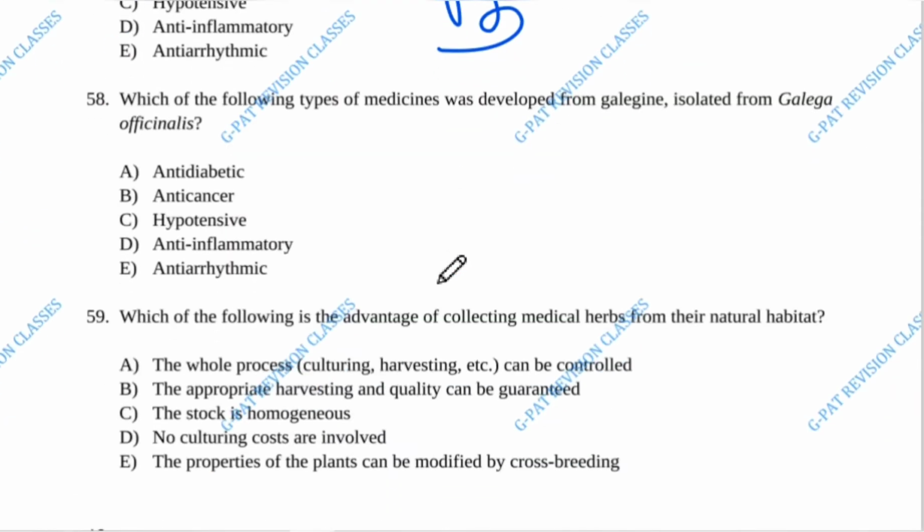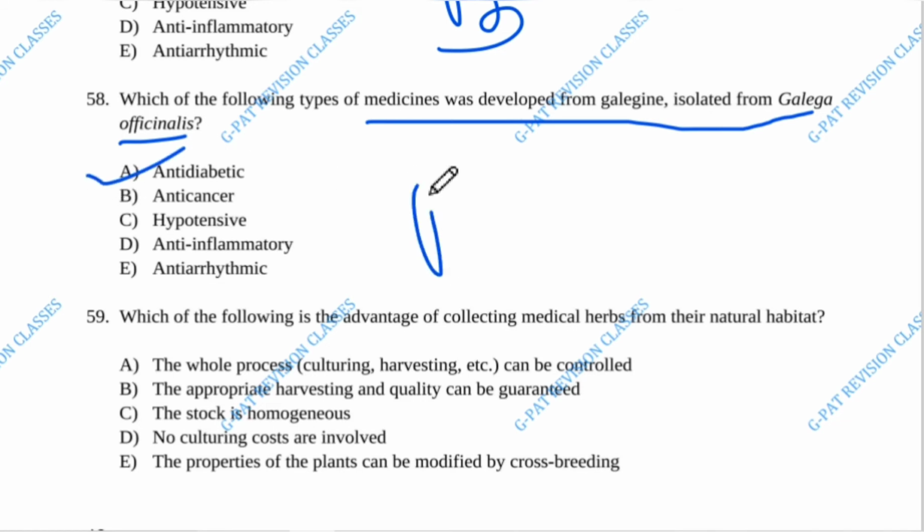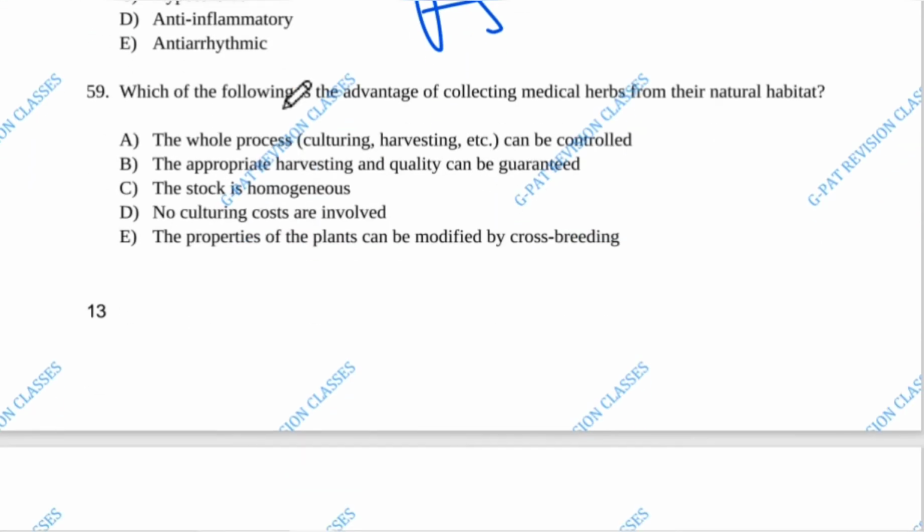Next is question number 58: which of the following types of medicine was developed from galegine isolated from Galega officinalis? The answer is A, anti-diabetic.